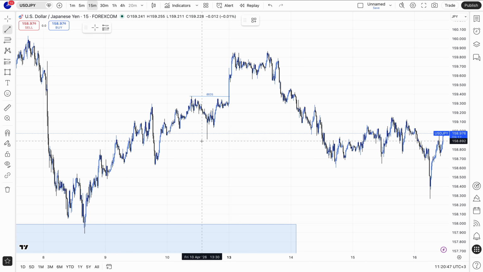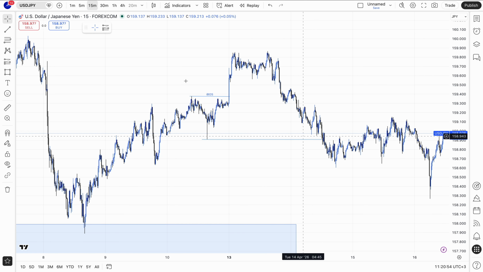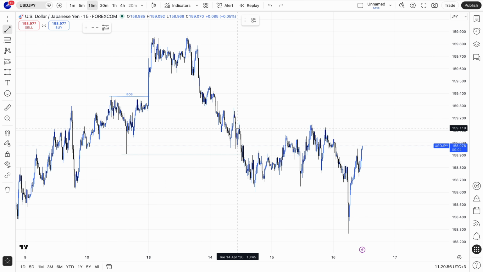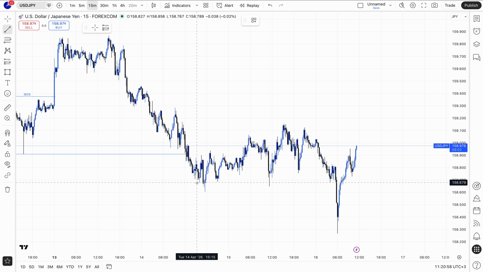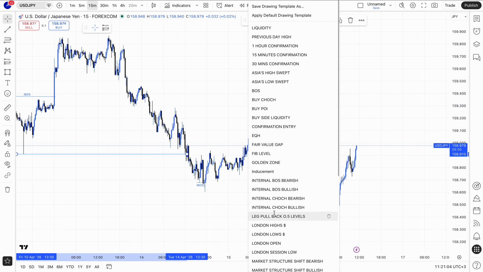Then we had a change of character from here to the downside, right? Change of character to the downside. Then from here we had our continuation break of structure to the downside. This was a change of character to the downside.